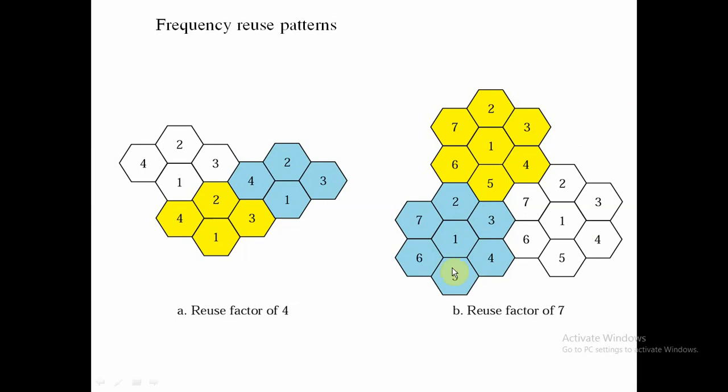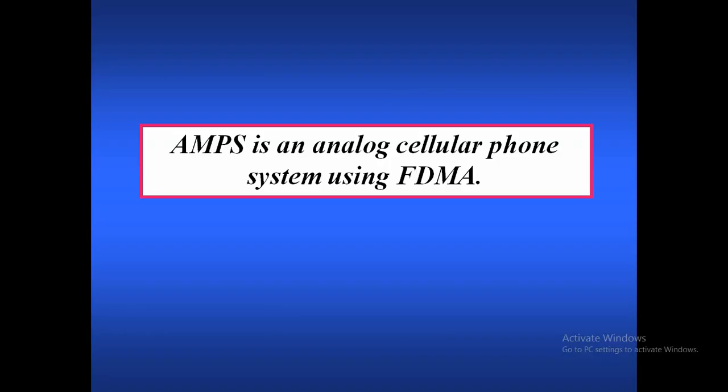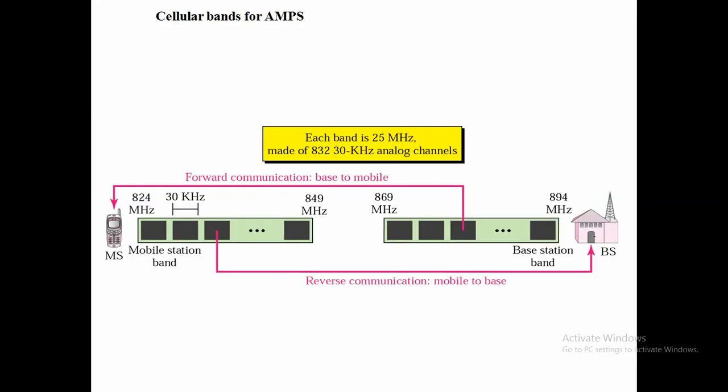Cells will increase up to 7, as shown here. This is a very important note. AMPS is an analog cellular phone. It uses frequency division. These are the different bands. It is divided into different framings with different frequencies from one cell to another base station. Each band is 25 MHz, made of 832 analog channels.